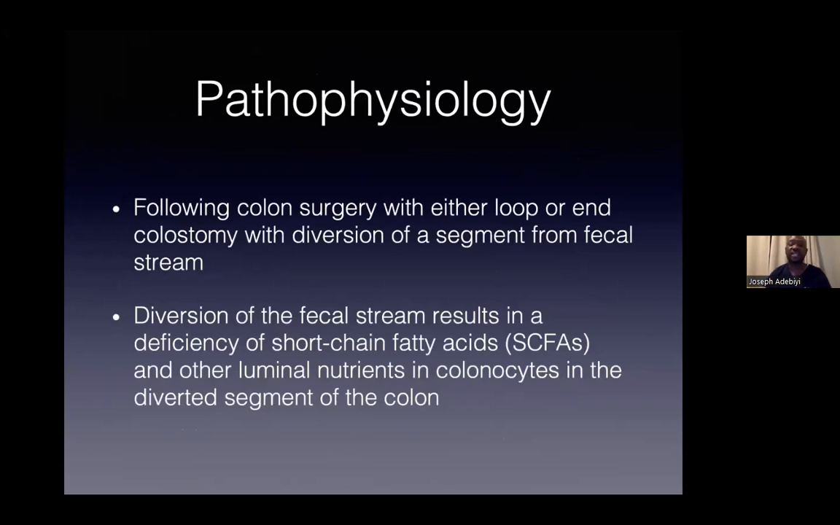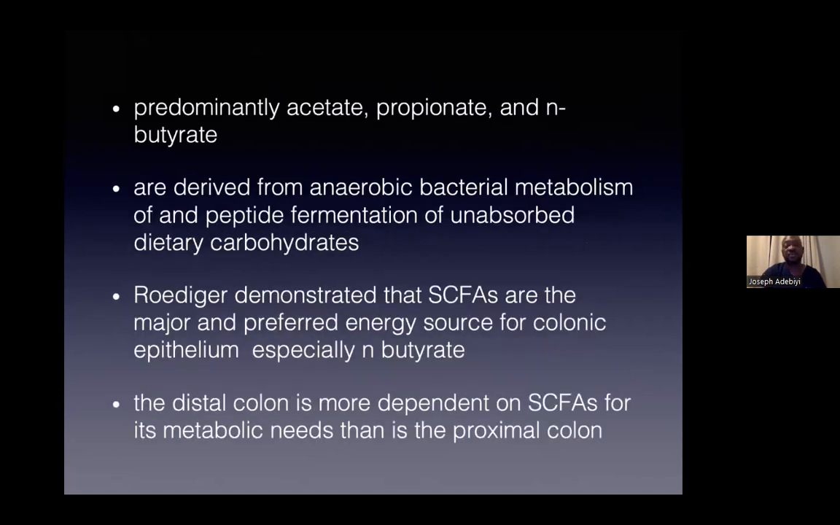The pathophysiology basically is that after you've diverted the colon, either by forming a loop or a colostomy, that segment of the bowel results in a deficiency of short-chain fatty acids and other luminal nutrients for the colonocytes in the diverted part of the colon. And these short-chain fatty acids are usually acetate, propionate, and N-butyrate. They are basically derived from anaerobic bacterial metabolism, fermenting the unabsorbed dietary carbohydrates in the colon.